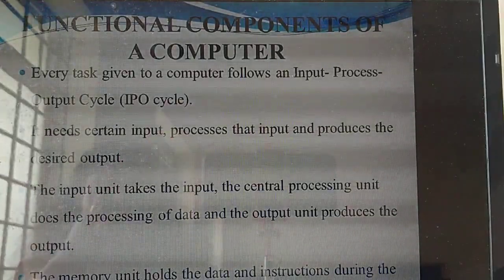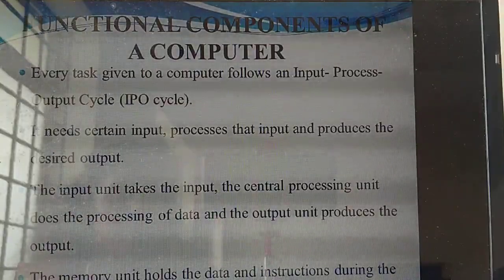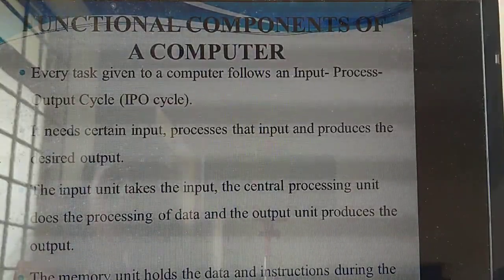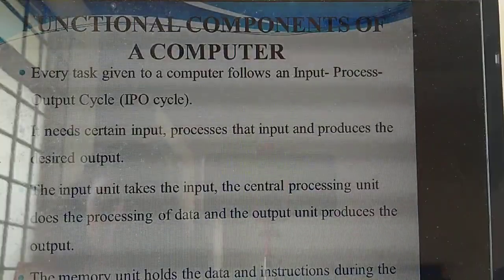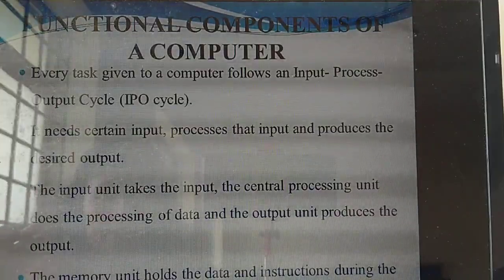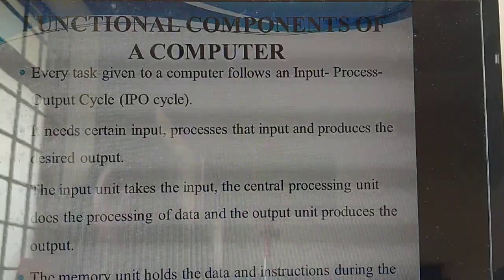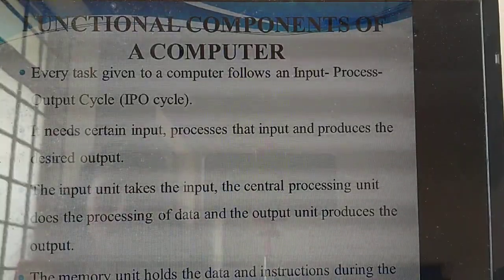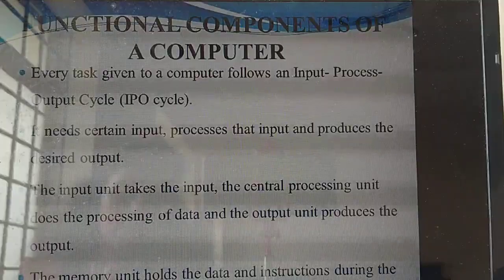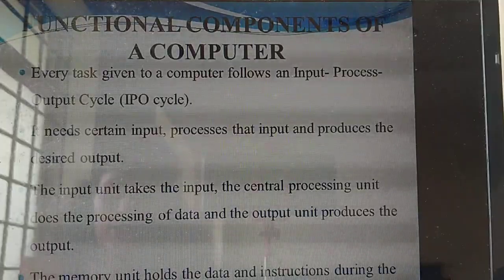So each and every computer works based on which cycle? IPO cycle. What's IPO? Input, process, output cycle. So if we get the proper output, you need to give proper input. What are the input devices you have studied? Keyboard, then mouse, these are the input devices.